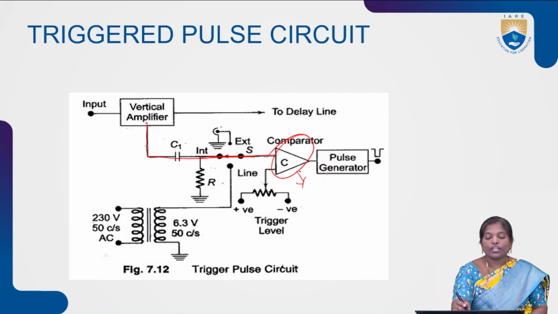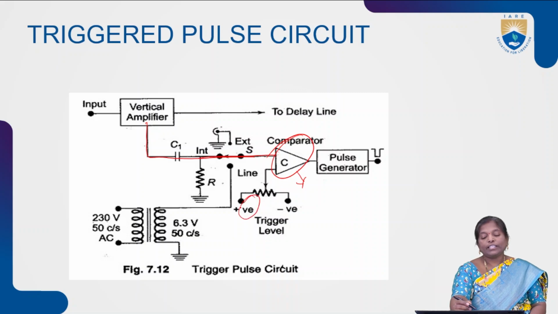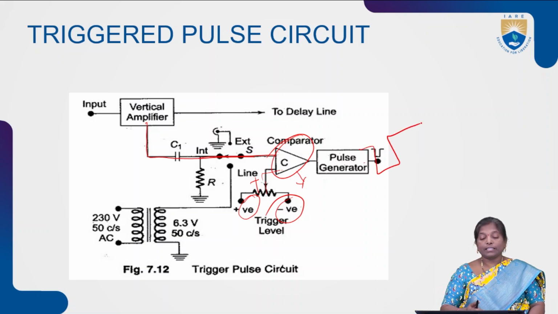In this case also we have one comparator. That comparator consists of two inputs. One is the input coming from the vertical amplifier and another one is the trigger level, whether it be a positive trigger level or a negative triggering level. If you apply a positive triggering level to the comparator circuit, it compares the positive triggering level with your input signal coming from the vertical amplifier. If both inputs are the same, then a signal is sent to the pulse generator. With the help of the pulse generator, it generates the pulse signal.